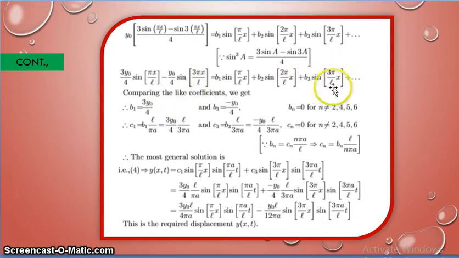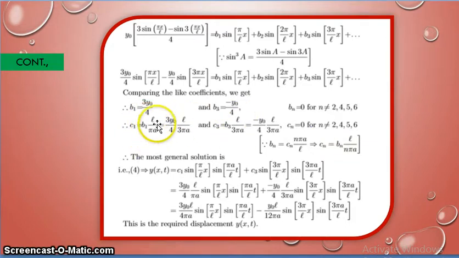Next we can take b3, sin 3 pi x by l. So here we have sin 3 pi x by l. Therefore b3 equal to minus y naught by 4. Then b4, that is equal to 0. b5, b6, everything must be 0. Therefore bn equal to 0 for n not equal to 1 and 3. Therefore cn is equal to 0 for n not equal to 1 and 3. Therefore we can substitute the value here.